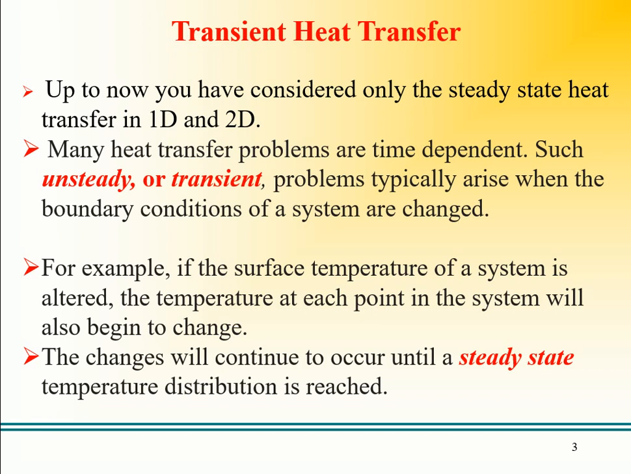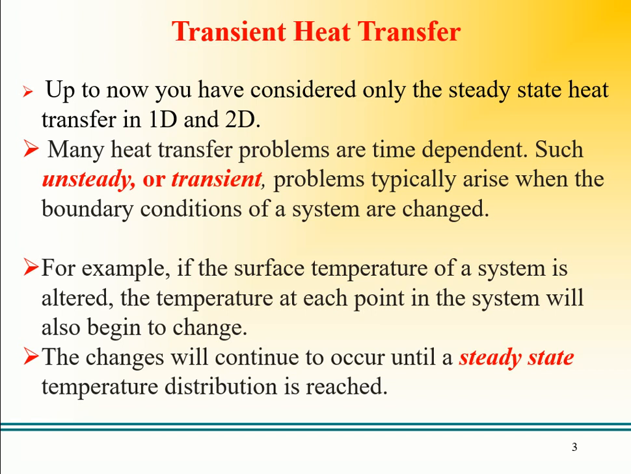Transient heat transfer. Up till now, up to chapter number 4, we have been discussing steady-state heat transfer in one-dimensional and two-dimensional systems, but many heat transfer problems are time dependent. Such unsteady, transient problems typically arise when the boundary conditions of the system are changed. Previously, we had not considered time. We had only seen heat transfer in one or two dimensions, but now there are problems like the cooling of a metal and quenching processes.